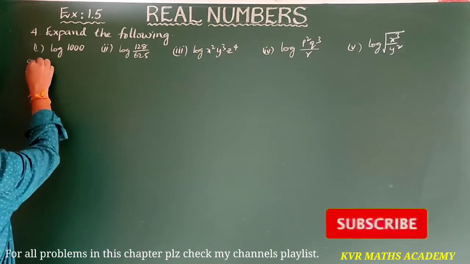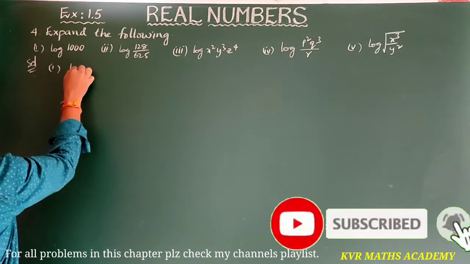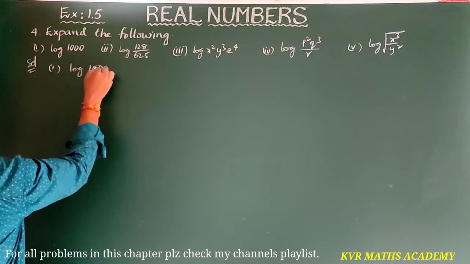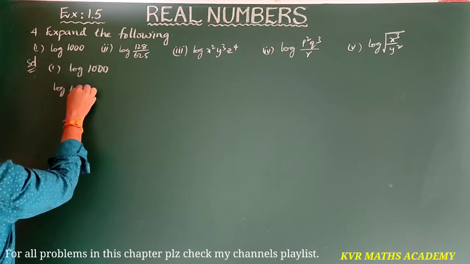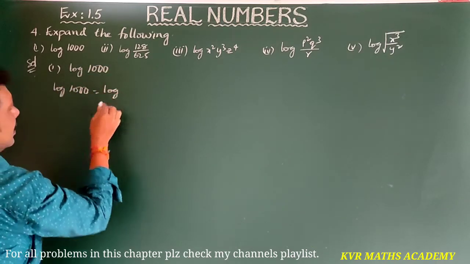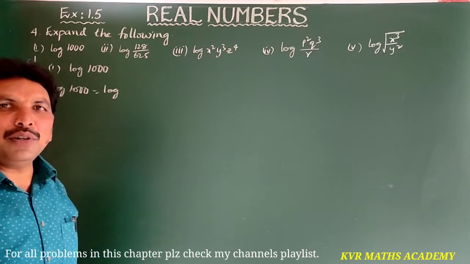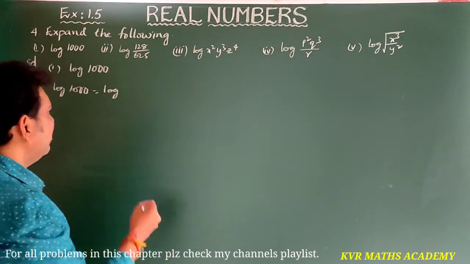Solution. First one, let us take log 1000. How can you write it? 1000 means 10 into 10 into 10, which means 10 cube.